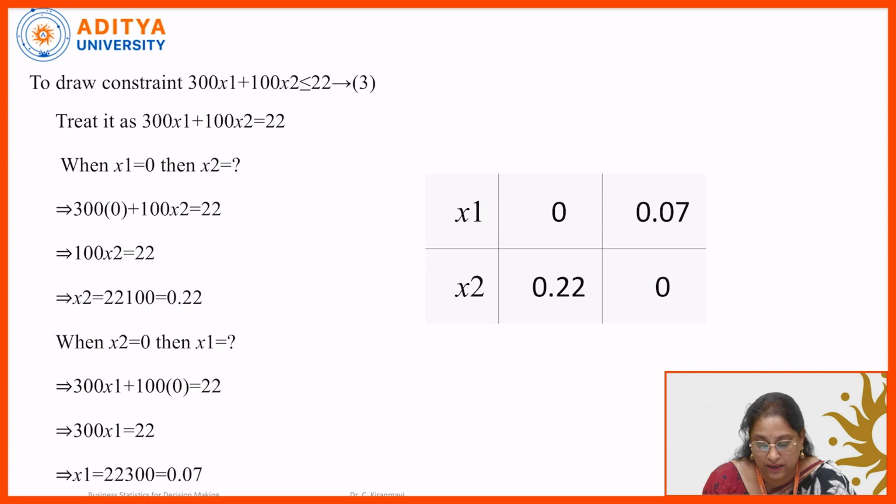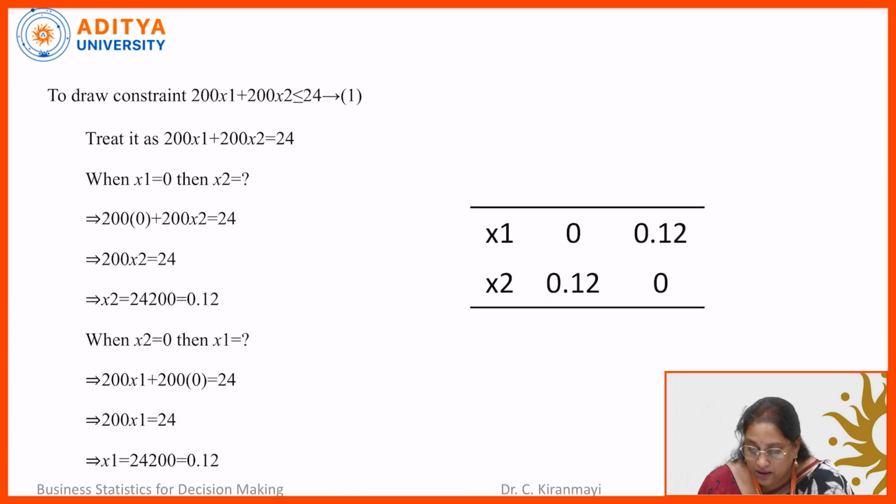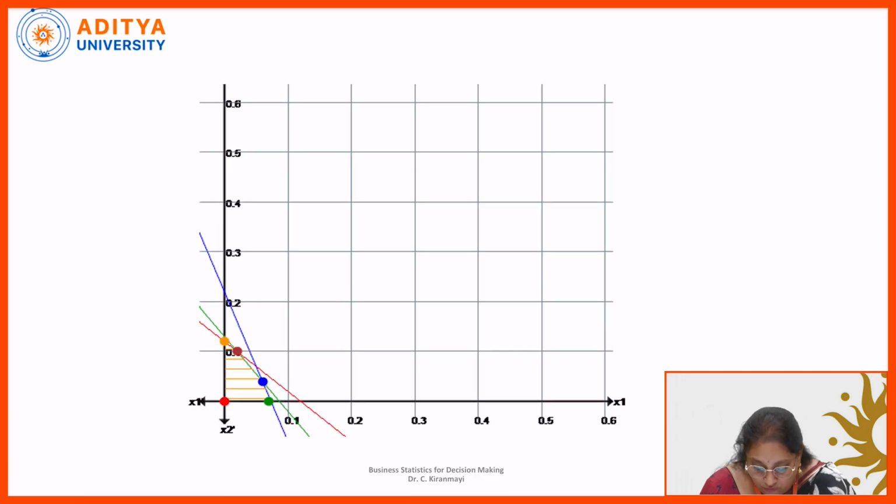The first constraint coordinates are 0.12 and 0.12. So, the first constraint point lies somewhere here, 0.12 and 0.12. First consider the points, this is 0.12 and this is 0.12, and join both the points. This is the first constraint.